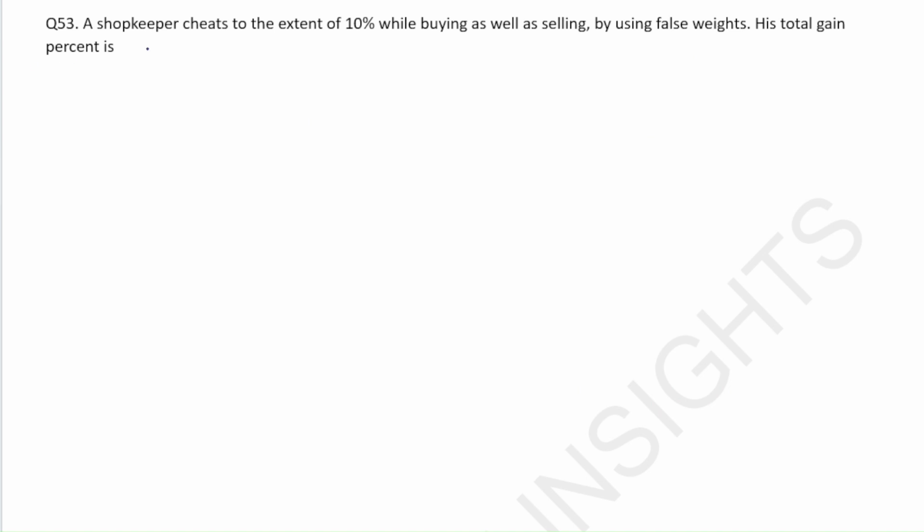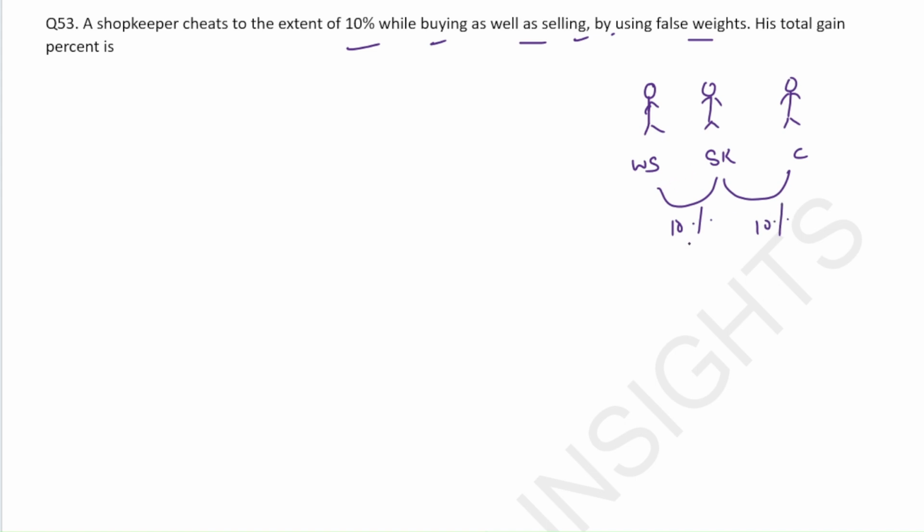Next question. A shopkeeper cheats to an extent of 10% while buying as well as selling by using false weight. His total gain percent is, that means this is the shopkeeper, okay? And this is the wholesaler. And this is the customer. So according to this question, this shopkeeper cheats to an extent of 10% while buying as well as selling. So that means when he is buying, he is getting 10% profit, and then when he is selling, he is also getting 10% profit. By cheating the wholesaler, he is getting 10% profit.